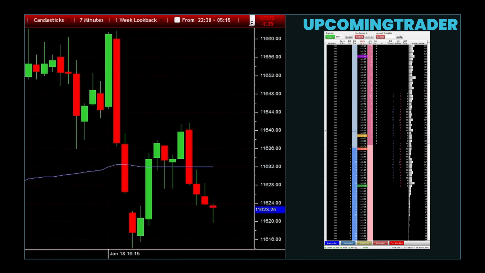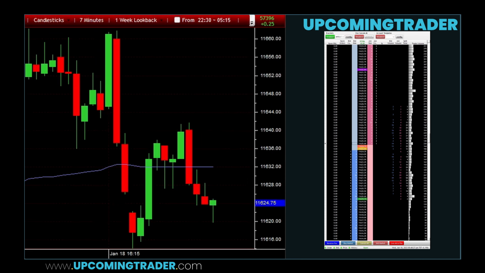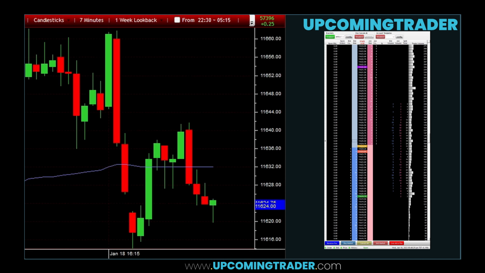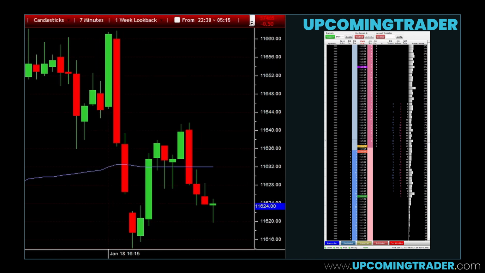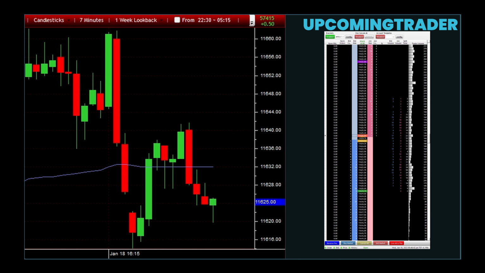Flags are formed after a strong price movement, either upward or downward, and represent a period of consolidation. During the formation of the flag, volume tends to decrease. A breakout from the flag pattern, accompanied by a volume increase, signals that the original trend is resuming. Pennants are similar but have converging trend lines, and the volume behavior is the same as with flags.